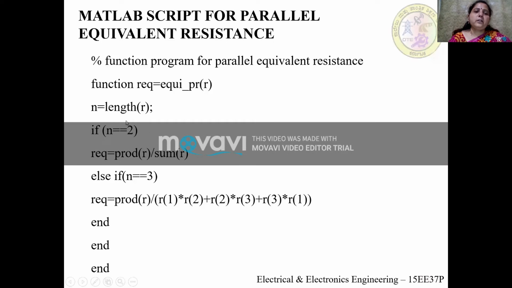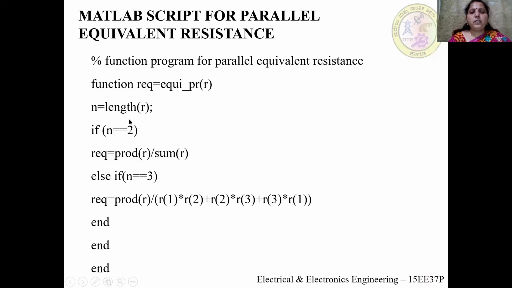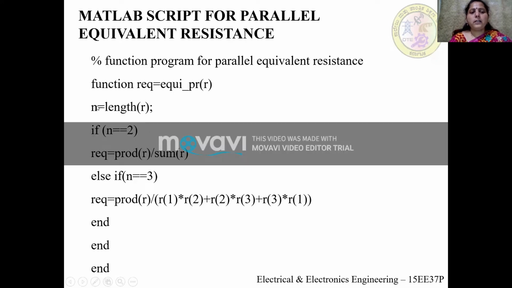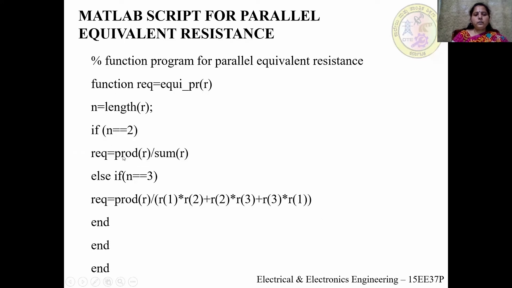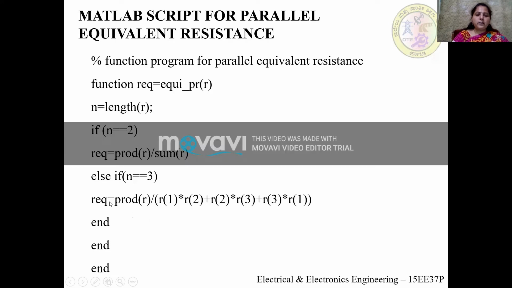In the next statement, I've used the length function to see the number of resistors connected in the parallel circuit. So n is going to be equal to 2 if there are 2 resistors. N will be 3 if there are 3 resistors. If there are 2 resistors in a circuit, then we need to use the expression REQ is equal to product of R divided by sum of R for calculating equivalent resistance. If there are 3 resistors, then we need to go for the other expression.